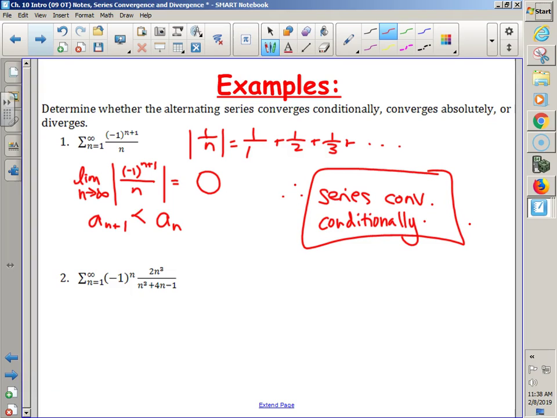Take away the alternator, and what do we know about 1 over n? Diverges. It's only conditional. It's only convergent because of the alternator.